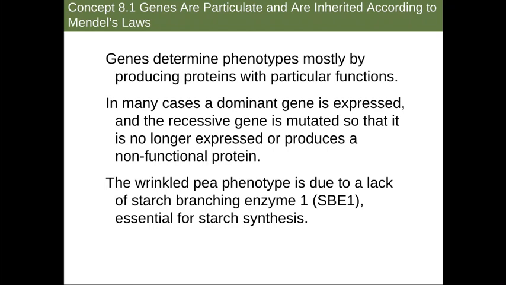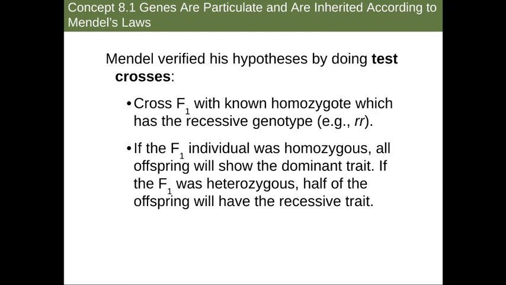The same goes for the seed covering, whether it's wrinkled or smooth. The wrinkled pea phenotype, see right here, is due to a lack of starch branching enzyme 1, SBE1, essential for starch synthesis. We can recall from the beginning of the course that starch is a long branching carbohydrate chain that aids in a lot of structure in plants.